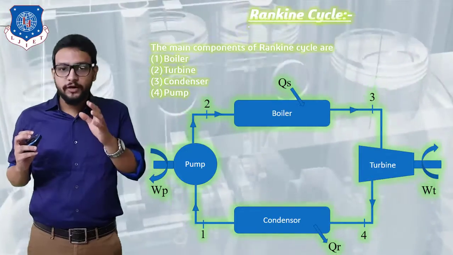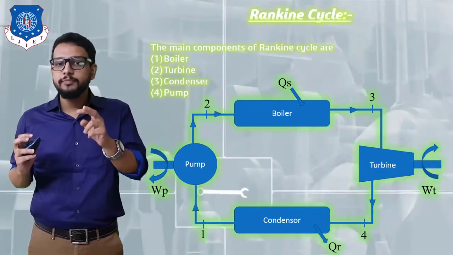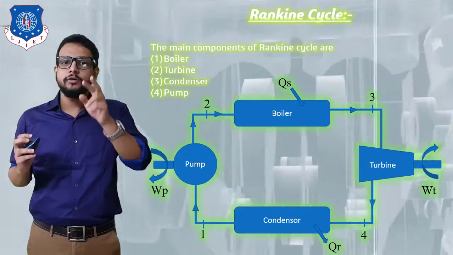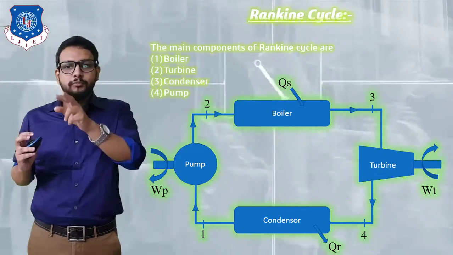Okay guys, so in this flow diagram, remember the numbering which I have done. The inlet to the pump is number 1, the outlet of the pump is number 2, then number 2 going into the boiler.